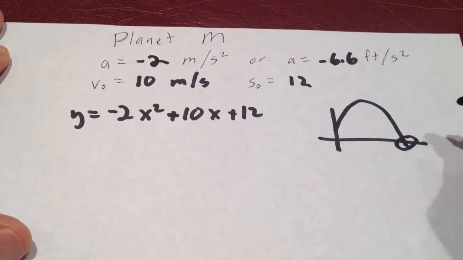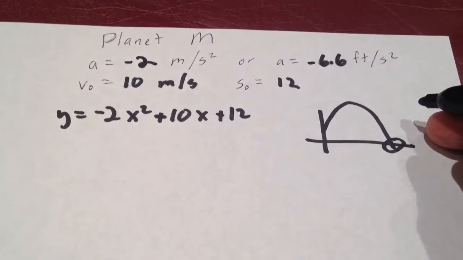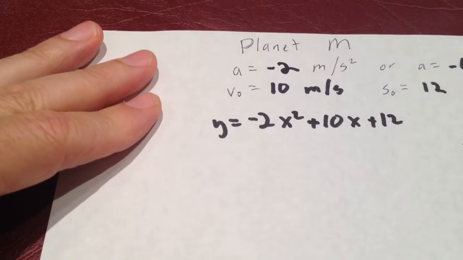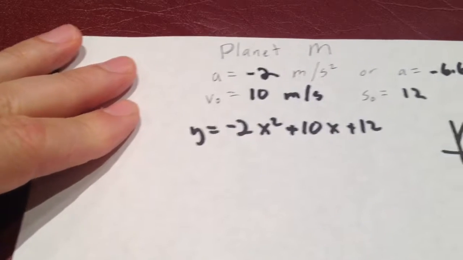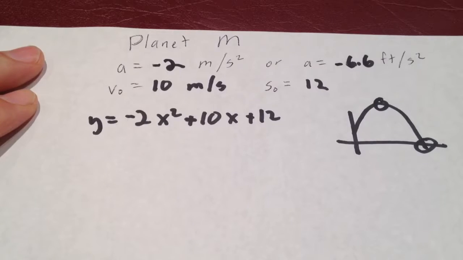And that right there can easily be found using the quadratic formula, plugging in your A, your B, and your C. So that's somewhat trivial if you know how to use the quadratic formula. If we want to figure out this vertex up here, there's two ways, and I'm going to show you the more difficult way first, only because you should know how to do this.